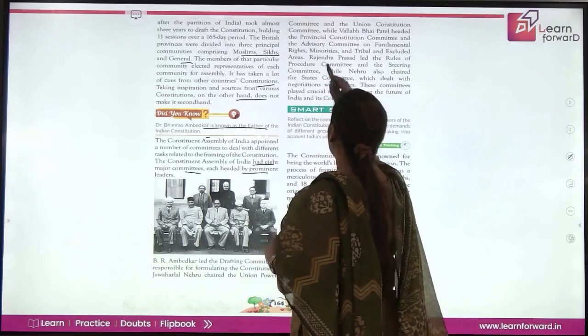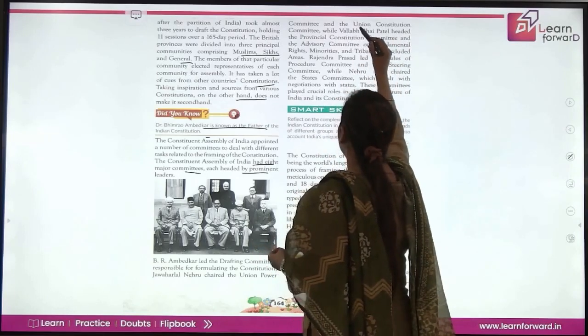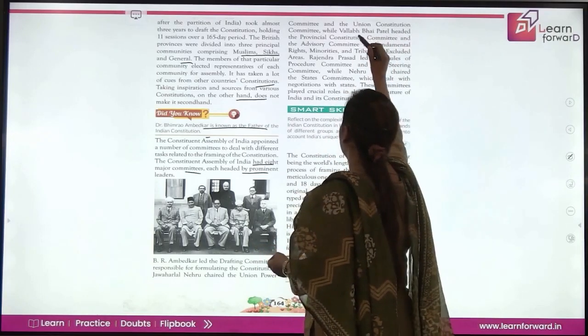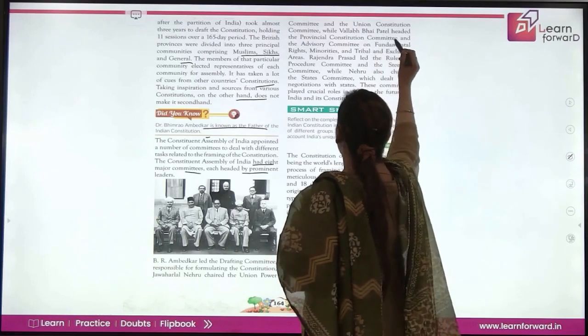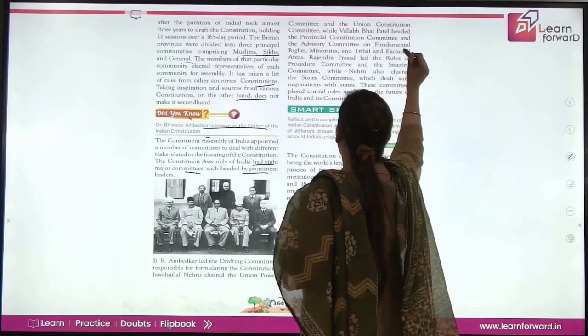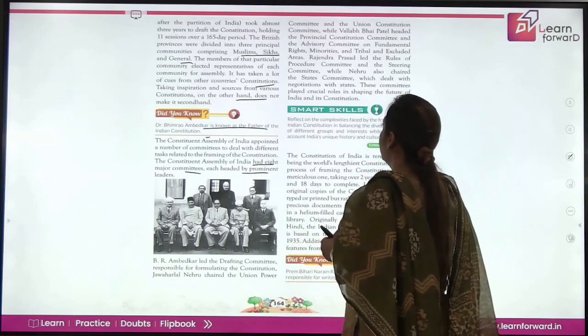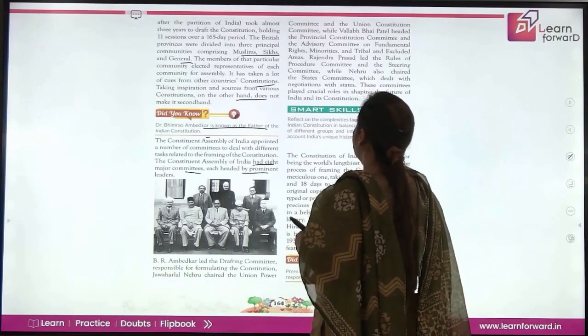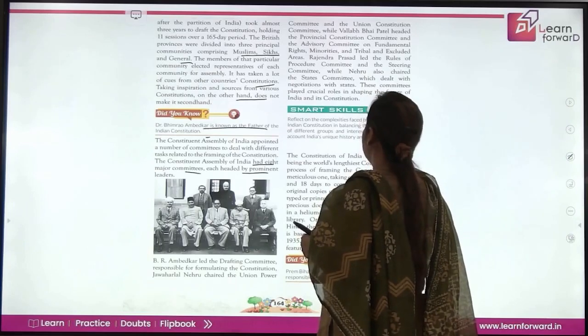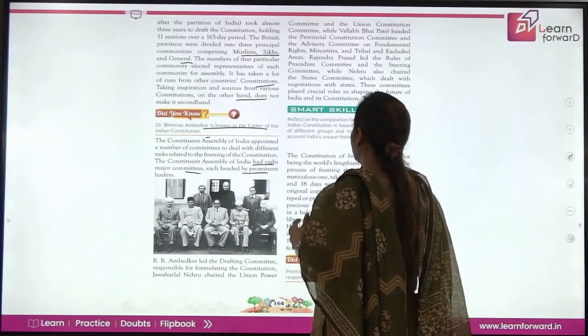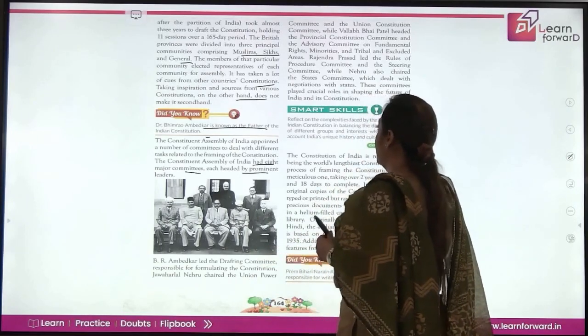Jawaharlal Nehru chaired the Union Power Committee and Union Constitution Committee, while Vallabhbhai Patel headed the Provincial Constitution Committee and the Advisory Committee on the fundamental rights, minorities and tribal and excluded areas. Rajendra Prasad led the Rules of Procedure Committee and the Steering Committee, while Nehru chaired the States Committee which dealt with negotiations with states. These committees played a crucial role in shaping the future of India and the constitution.